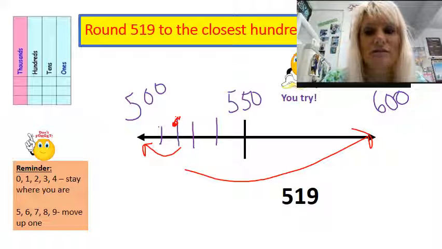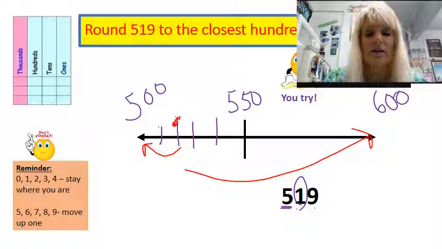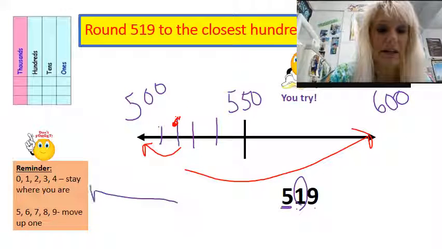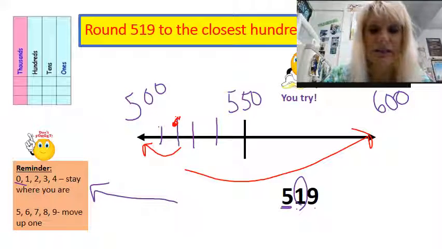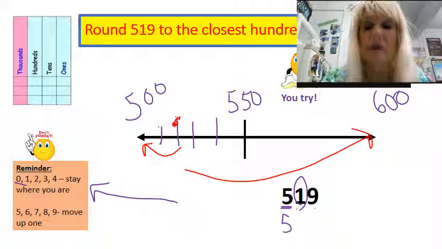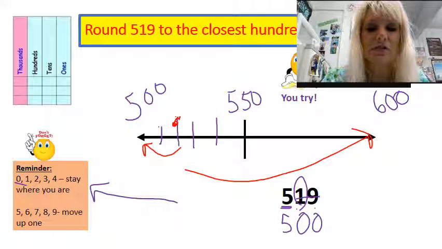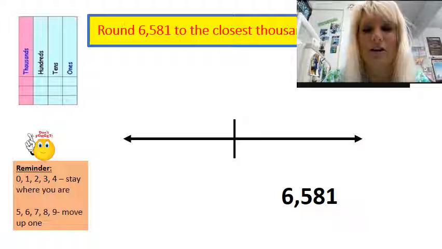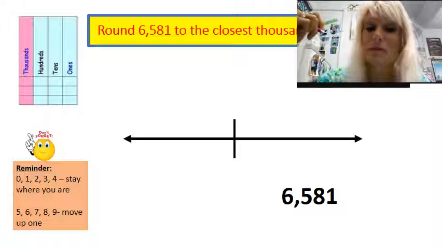Let's try my strategy. 1's, 10's, hundreds. Circle its helper. 0, 1. The helper right here says stay where you're at, so it tells the 5 stay right where you're at. Everything else behind it becomes a 0, and it's closer to 500, just like we saw on the number line. All right, we're going to get trickier because we're moving up some numbers.